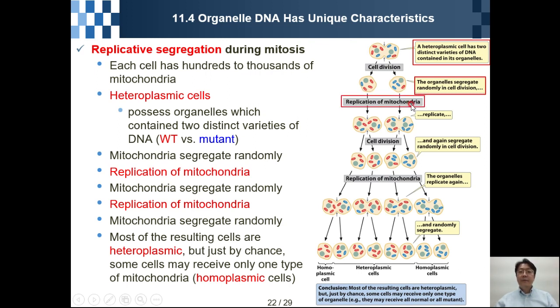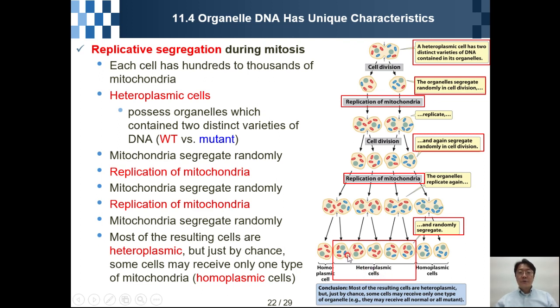After that, each cell replicates its mitochondria, and then they segregate randomly again during cell division. Each cell can replicate mitochondria, and the mitochondria can be randomly segregated. So mitochondria segregate randomly. Finally, most of the resulting cells will be heteroplasmic cells like this.